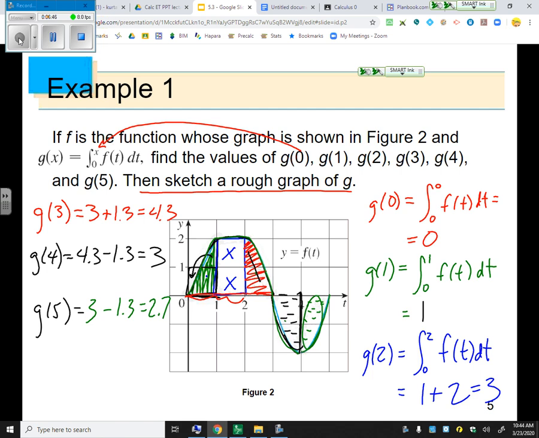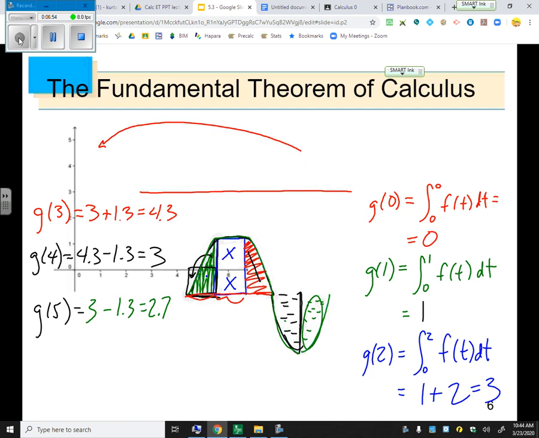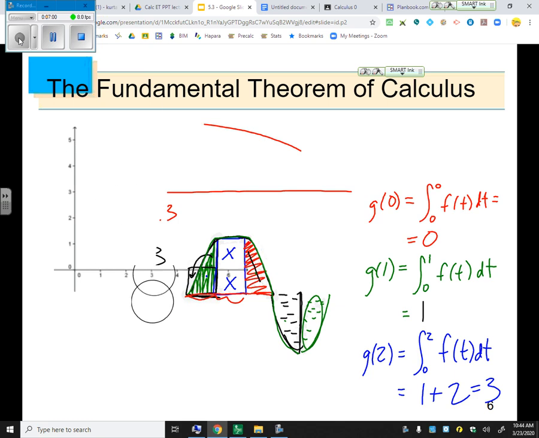So a lot like last section, it's still the area underneath the curve. I'm subtracting it if it's below the axis right here. Let's see how this will work with just a regular function.